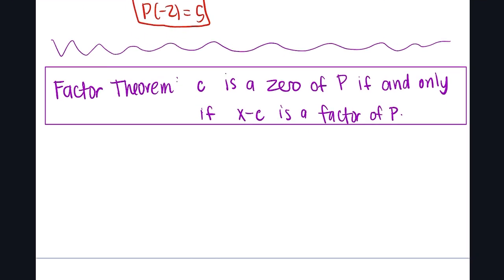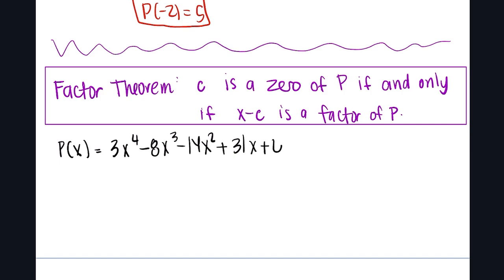So we're just going to go through a quick example of what we could see with this, which is going to lead us into our rational root theorem that I think is what we're doing next time. Whenever rational root theorem comes up, it'll connect to that. So I'm going to say P of x equals 3x to the 4 minus 8x cubed minus 14x squared plus 31x plus 6. So what we're going to want to do is find all of the zeros.